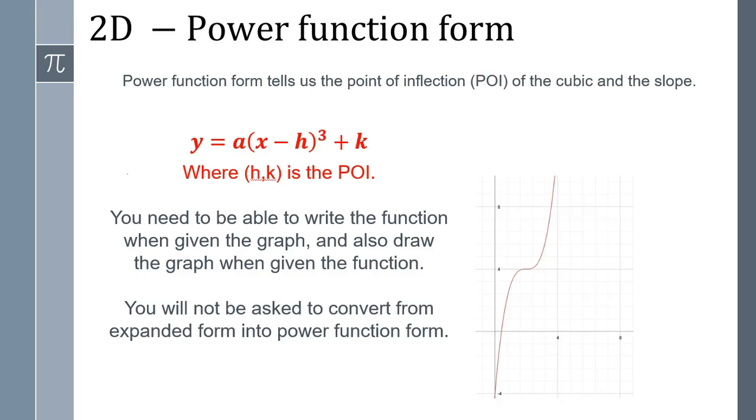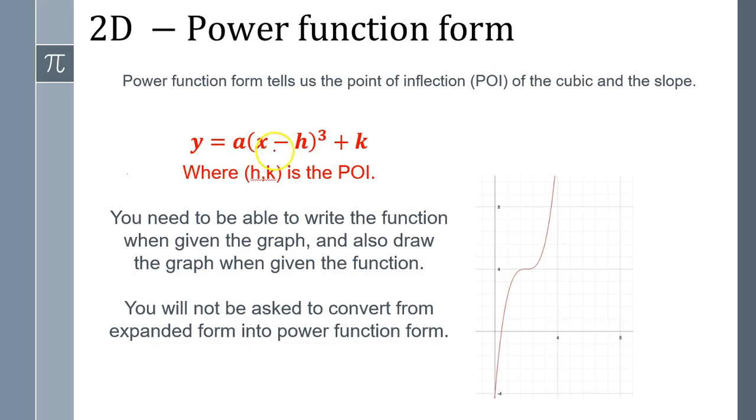We are now going to look at power function form. So you've kind of seen this before with the quadratics with the turning point form. Power function form is very similar. So instead of giving us the turning point in this case, it gives us the point of inflection. So this point here, where the graph is going up, up, up, it flattens out, and then it goes up again. So it's not a turning point, it's a point of inflection. So this equation gives us the point of inflection.